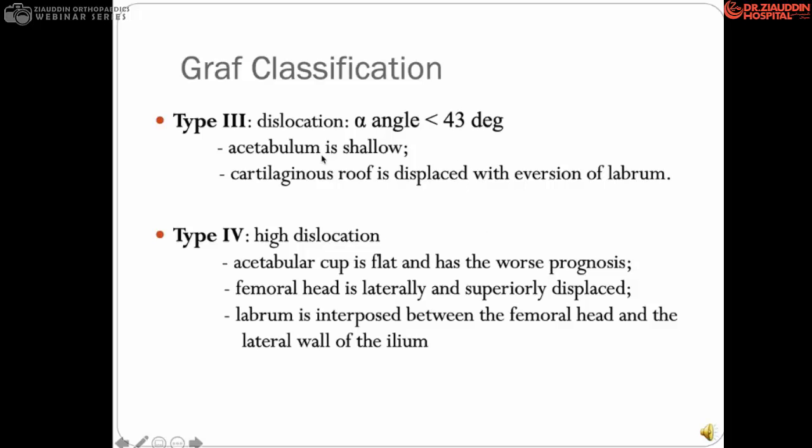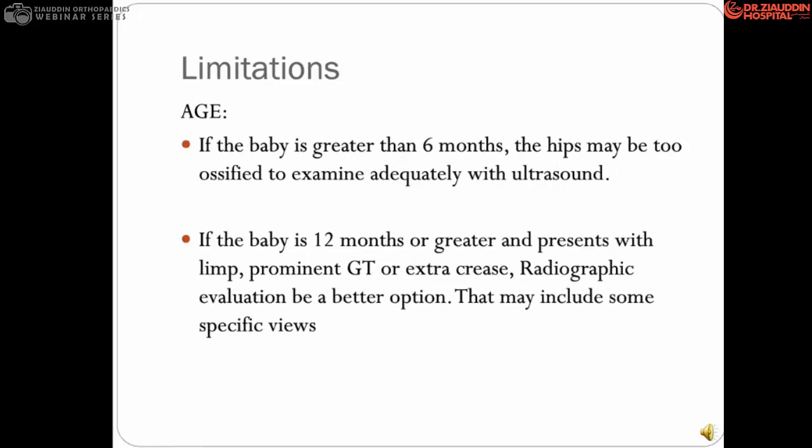So it is further subtyping of Graf. There are limitations as well, particularly age. This ultrasound works up to 6 months of age. After that, X-ray is more reliable because ultrasound cannot tell you if there is a frank dislocation. They will tell you with the dynamic ultrasound that it is dislocatable, not yet dislocated.